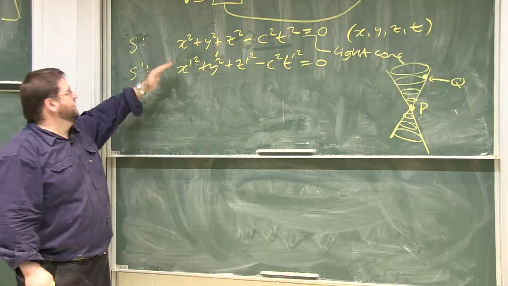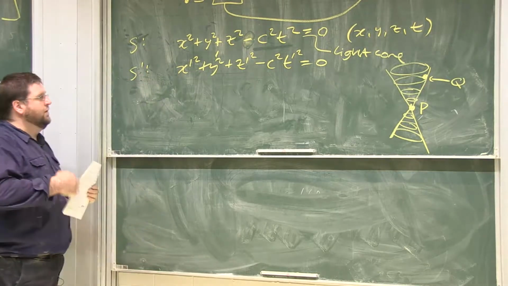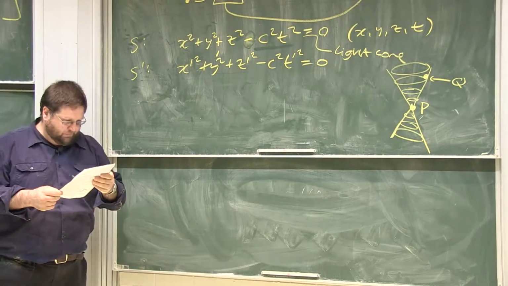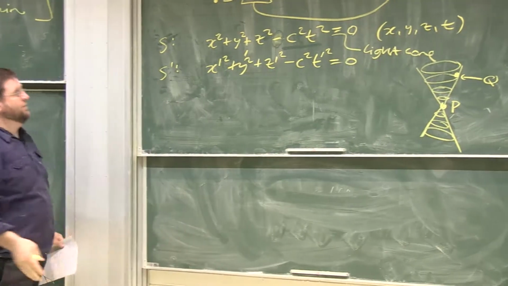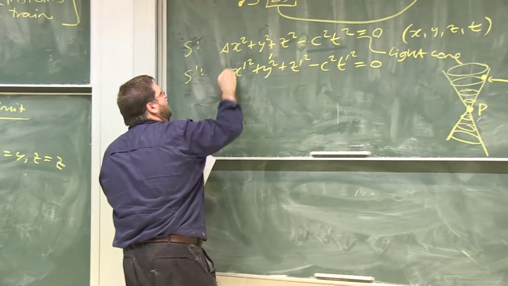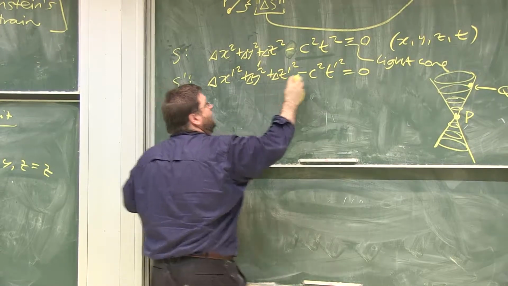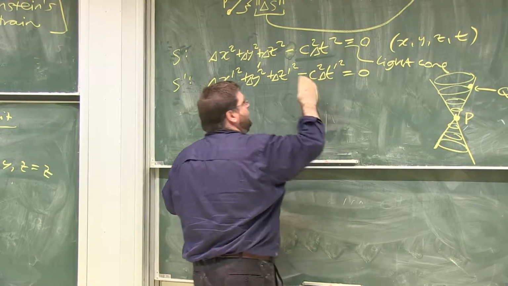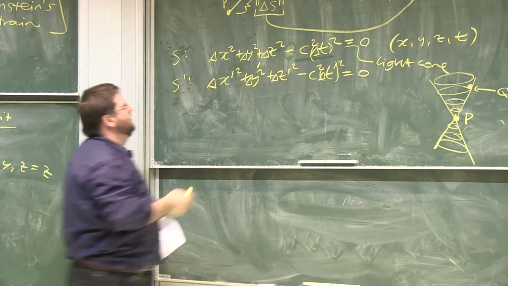Points on that hypersurface, according to S, obey this equation. According to S prime, obey this equation, except we're going to need a differential form. And that differential form will be delta x squared plus delta y squared plus delta z squared, etc. Now, this argument reveals a new absolute. And when I say delta t squared, I mean delta t all squared, and similarly elsewhere.